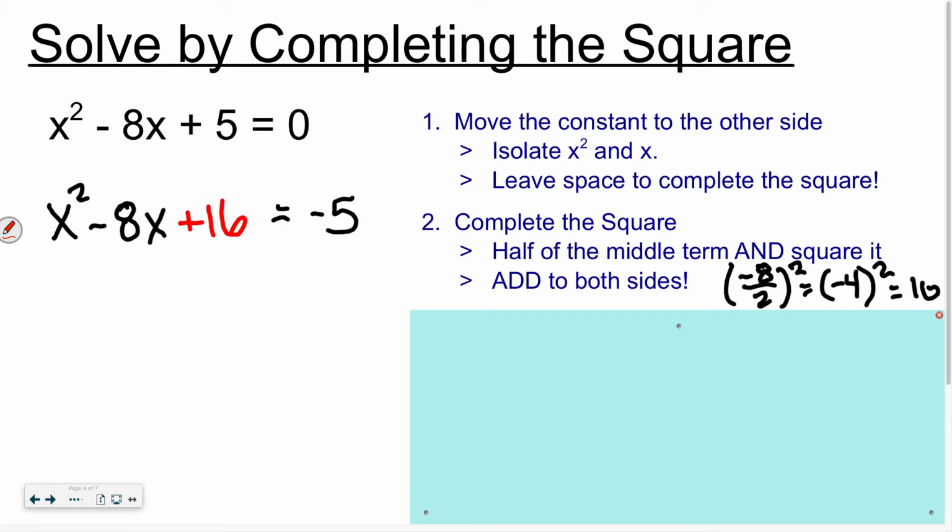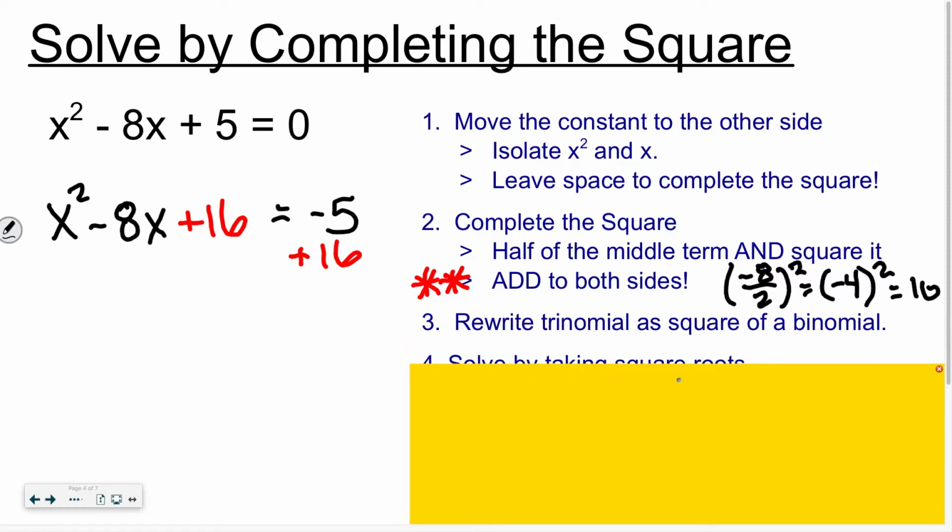If I put it in red so it stands out, I just added that to one side of the equation. To keep the balance of my equation, I must add it to the other side. So the 16 wasn't there originally. I put it in there. So I have to rebalance my equation. I'm going to put a plus 16. Okay, so that's why it says add to both sides. What you do to one side, you have to do to the other. Golden rule of algebra.